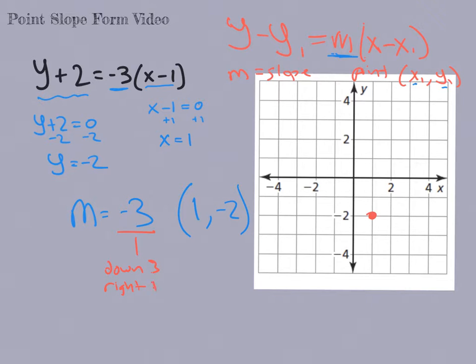And so from that point, I will go down 3, 1, 2, 3, and over 1 to the right, and make another point. So I could connect those. Because I'm so close to the bottom of the graph, maybe I want to go backwards. So that would be up 3, left 1. And now I can make my graph. Ta-da! Very nice.